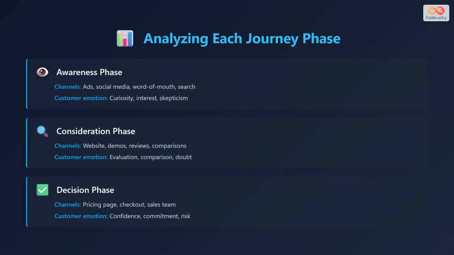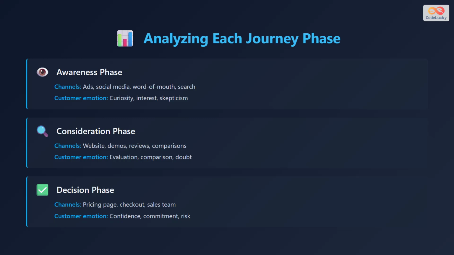Let's dive deeper into the first 3 phases of the customer journey. In the awareness phase, customers discover your product through various channels like ads, social media, word of mouth, and search. Their emotions include curiosity, interest, and sometimes skepticism.